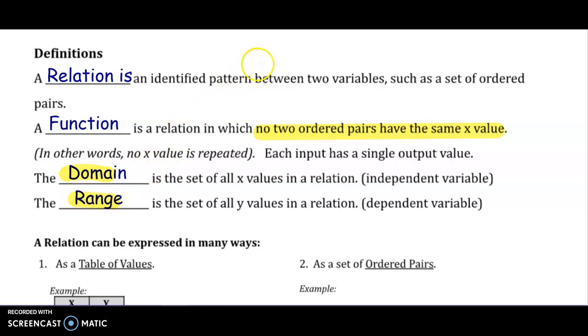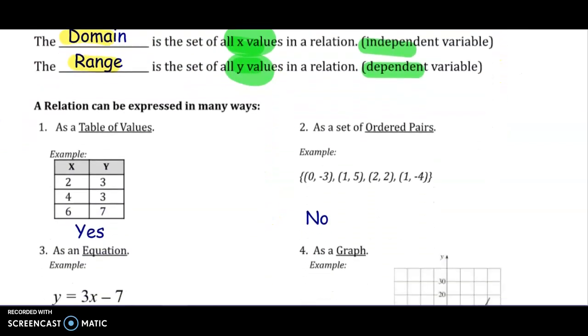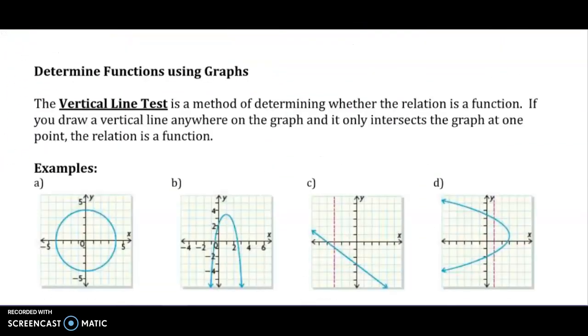So domain and range, the domain is all the possible x values or independent values, and the range is all the possible dependent values. So when you have a function or a relation, and you look at the domain, it's all the possible x values that exist, and for range, it's all the possible y values that exist. So like a lot of things, let's look at some examples to simplify this.